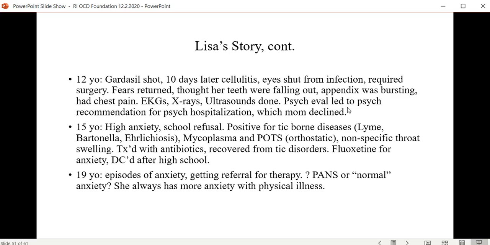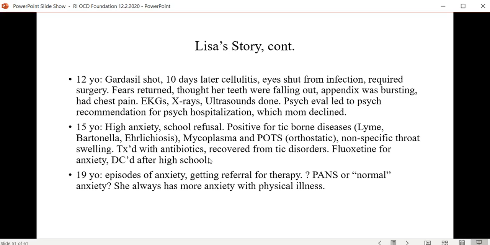I did not get involved with this child till she was about this age, 15, 16. I think I first met her. High anxiety, school refusal. Then the mother had tested at that point for Lyme. In fact, she was positive, and she had also now developed mycoplasma pneumonia and a condition called POTS, which is bad blood pressure movement, and you get really dizzy, you can faint. And she slowly got treated, but I gave her the fluoxetine for the anxiety. The treater for the Lyme gave her the antibiotics, and she did recover very nicely and got discharged.